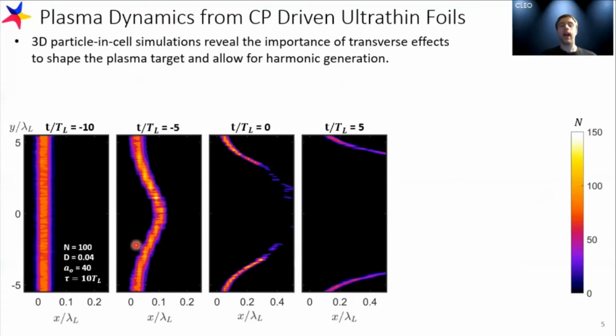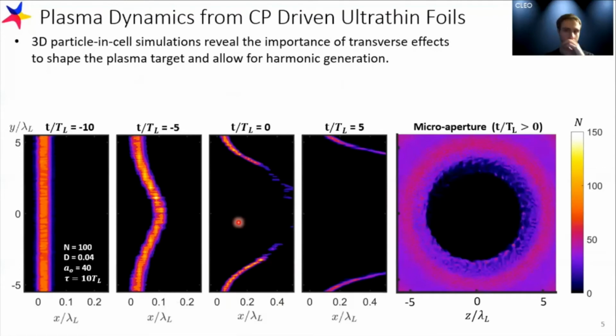And as the laser pressure continues to build, and because we're using an ultra-thin foil, eventually we see the breakup of the target, after which the laser will primarily be transmitted through the plasma. When we look at the transverse plane of the electron density, as I show here in the YZ plane, we see that after the foil has broken up, the laser is primarily propagating through a micron-sized aperture.